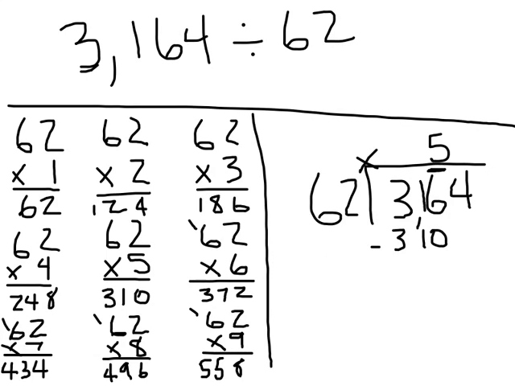Now I need to subtract to see how many tens I have left over. What's 316 minus 310? It's 6. I have 6 tens left over. I can bring down my 4 to divide in the ones place. How many times does 62 go into 64? It goes in 1 time. What's 1 times 62? It's 62. What's 64 minus 62? It's 2. The answer to this question is 51, remainder 2.